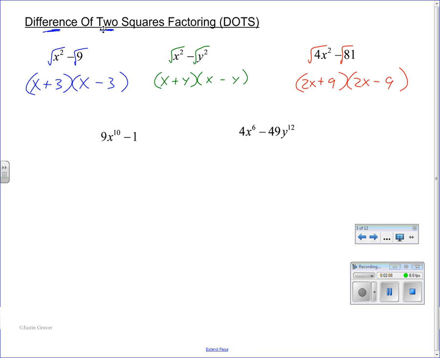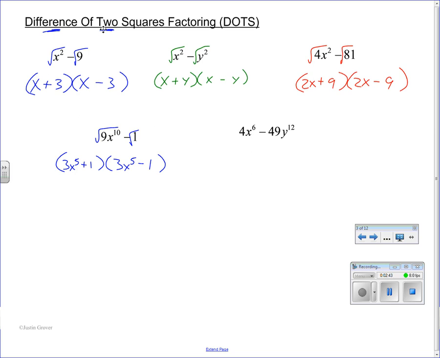9x to the 10th minus 1. Again, it is a DOTS because the numbers 9 and 1 are square, coefficients are even, minus sign in the middle of a binomial. Square root of 9x to the 10th. Well, the square root of 9 is 3. And for square root of x to the 10th, it's simply cutting the exponent in half. We're dividing it by 2, so we get 3x to the 5th. One plus, one minus, square root of 1 is 1. So 3x to the 5th plus 1, 3x to the 5th minus 1. Again, this can be checked with FOIL.